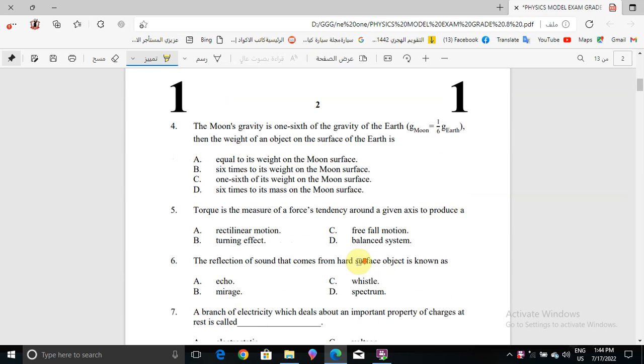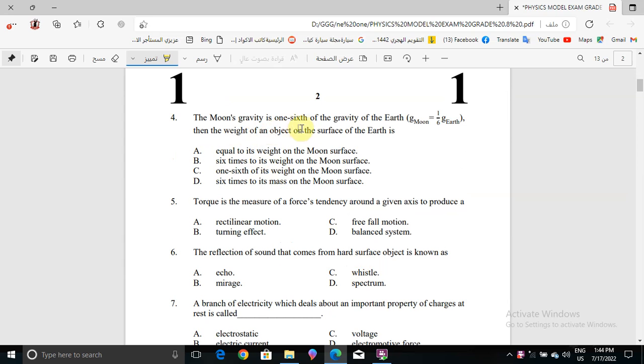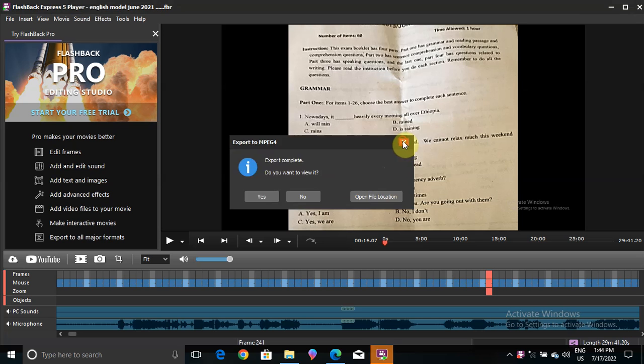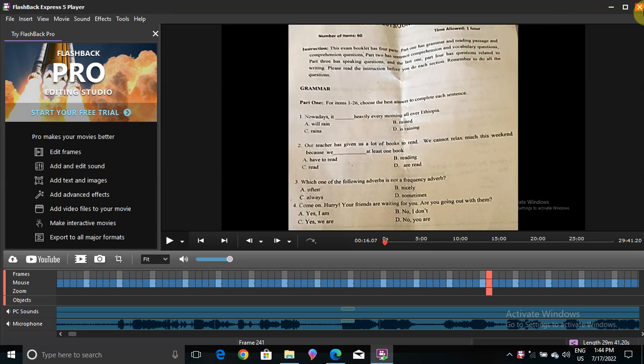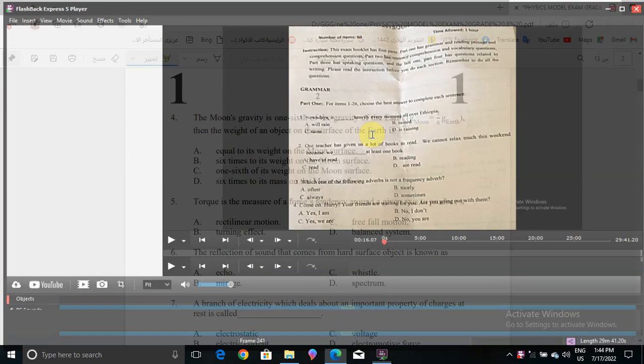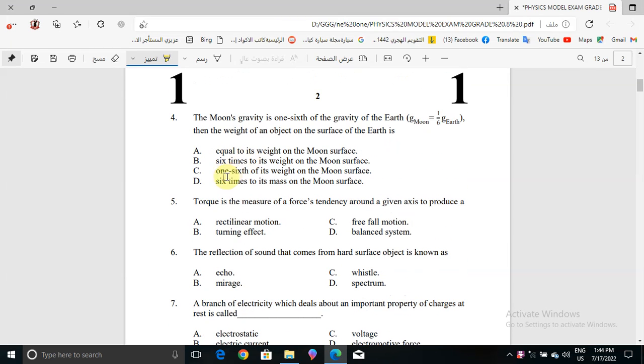Now question number 4. The moon's gravity is 1/6 of the gravity of the earth. Okay, we have here the formula. The gravity of the moon is equal to 1/6 gravity of the earth. Then what we have here in choice A, equal to its weight on the moon surface, and B, 6 times its weight on the moon surface, or 1/6 of its weight on the moon surface, or 6 times its mass on the moon surface.